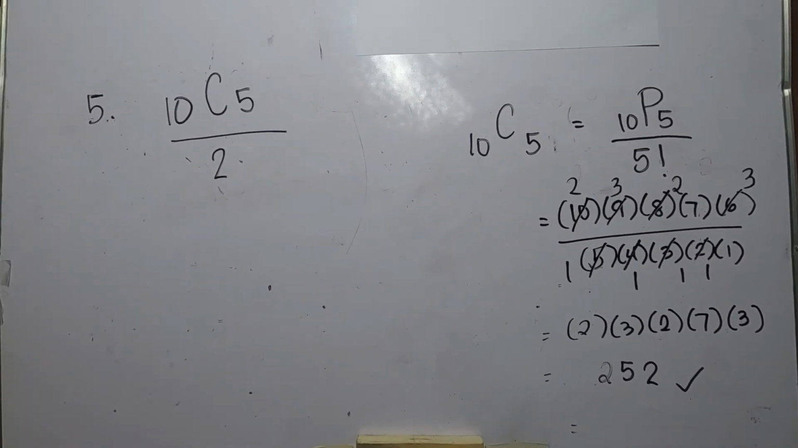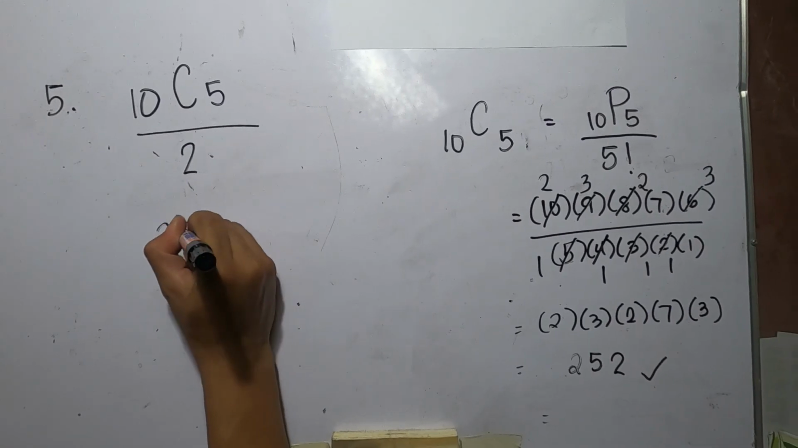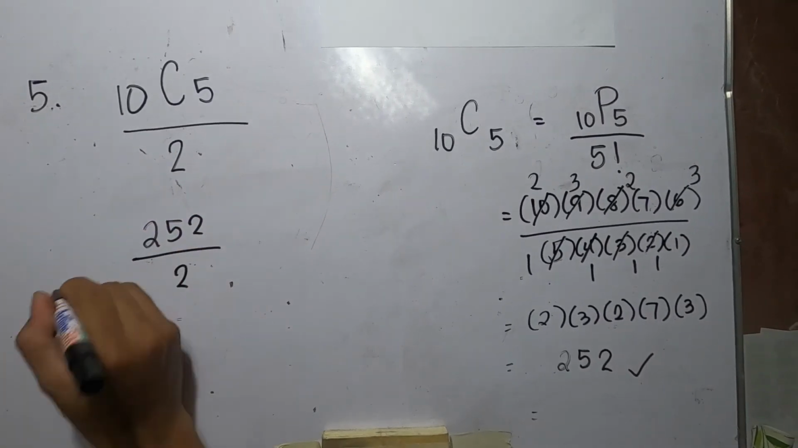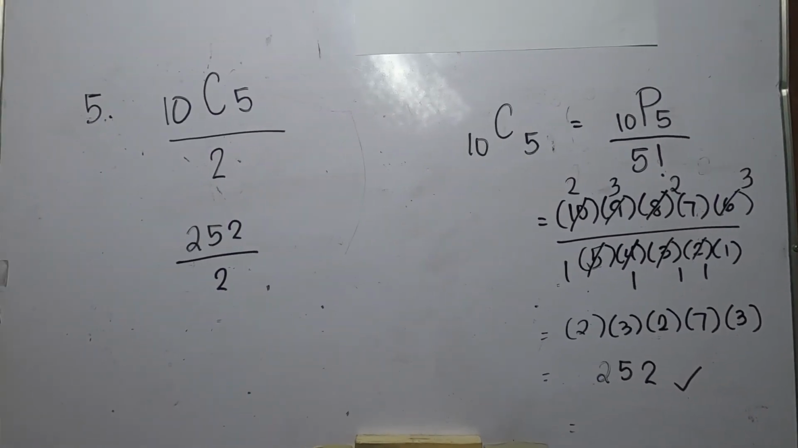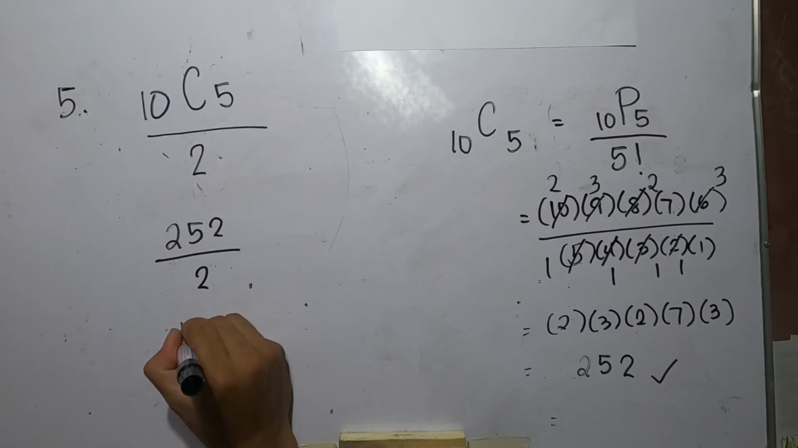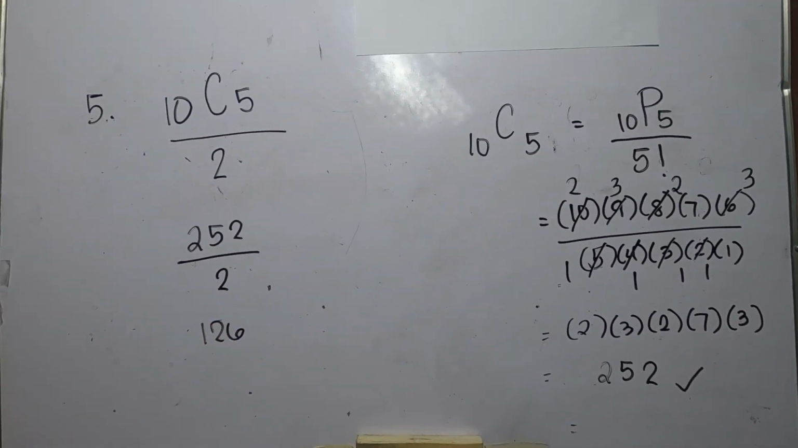By substitution, combination of 10 taken 5 is equal to 252. That is to be divided by 2. 252 divided by 2 is equal to 126. Therefore, combination of 10 taken 5 divided by 2 is equal to 126.